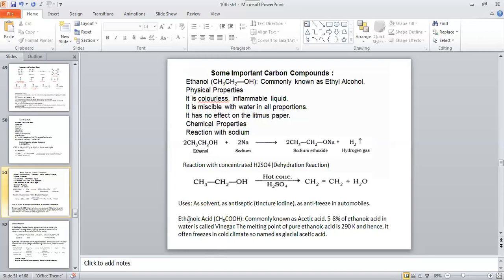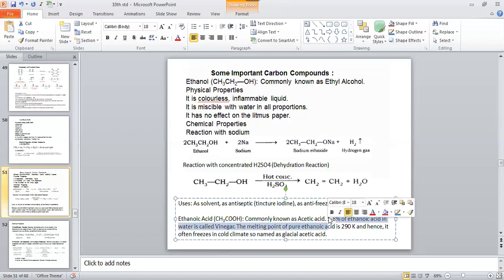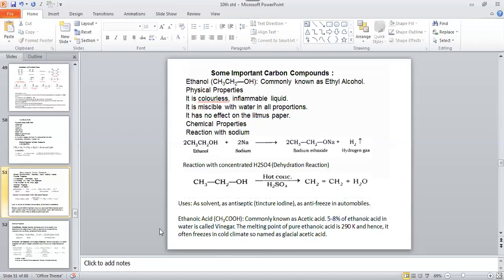The second compound of carbon is ethanoic acid, also commonly called acetic acid, having formula CH3COOH. A 5 to 8% solution of ethanoic acid in water is commonly called vinegar. It is used as a food preservative. Remember this percentage, it is always asked in examinations: what is the percentage of acetic acid in vinegar? It is 5 to 8%. Then the melting point of pure ethanoic acid is 290 Kelvin. Hence, it often freezes in cold climates and is named glacial acetic acid.